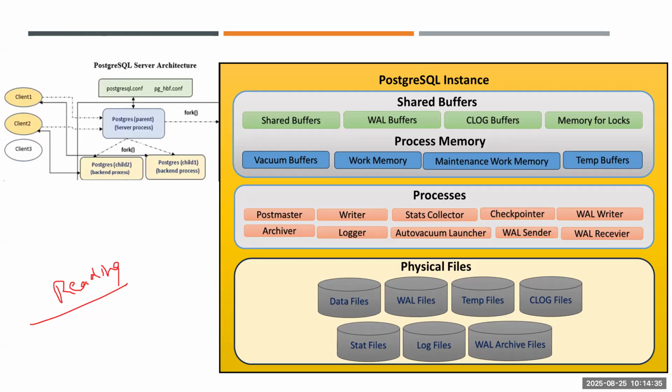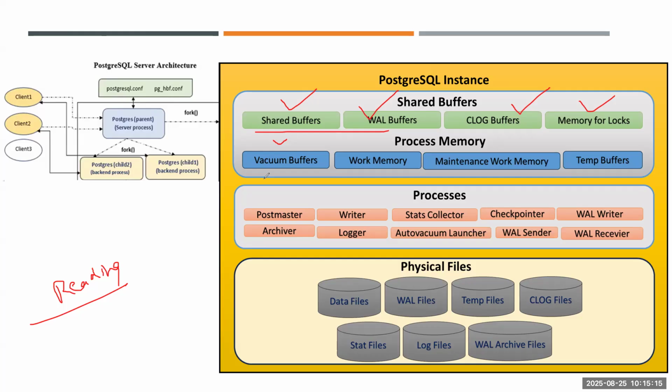In the buffer we have a lot of components like shared buffers, WAL buffers, C-log buffers, memory for locking, vacuum, work mem, maintenance mem, temp buffers. Today we are going to focus on these two components majorly, because as I told you in the previous session also, for every component there is a dedicated session where we need to understand. So as of now, we are going to focus only on two components: one is the shared buffers, one is the WAL buffers. Temp buffers, maintenance, work mem, vacuum we'll talk about in a separate session.